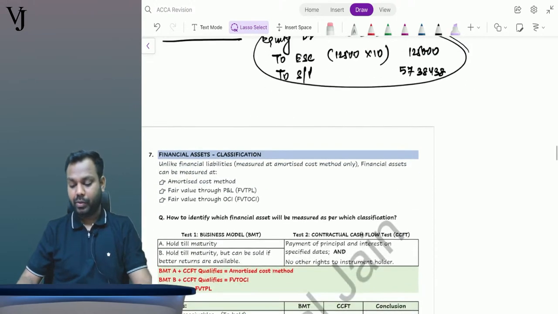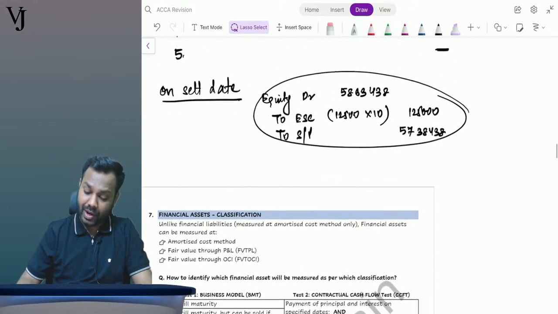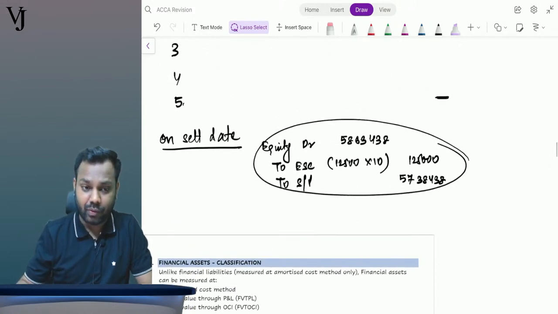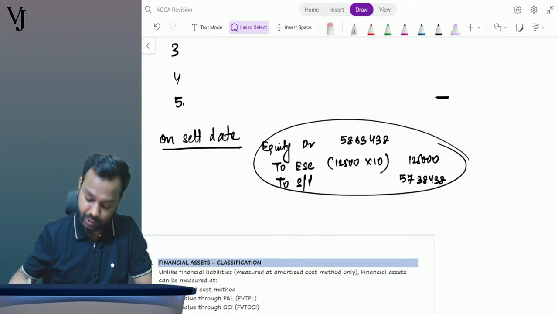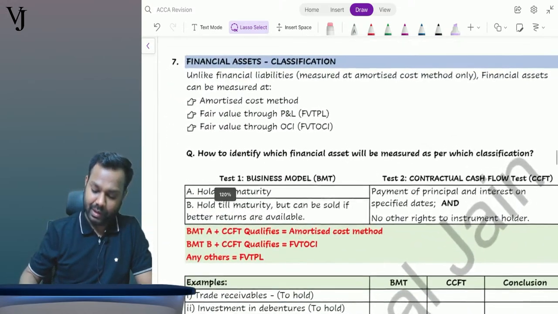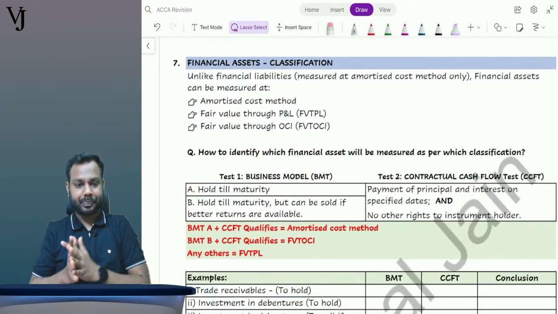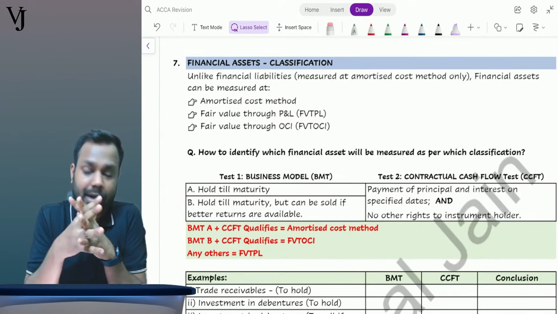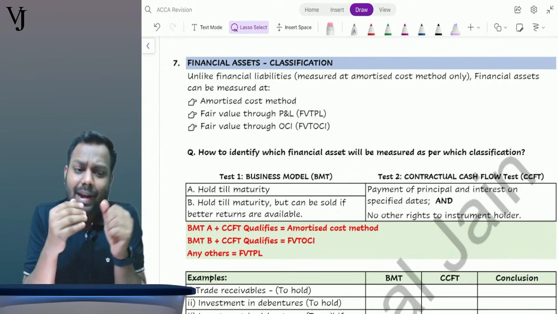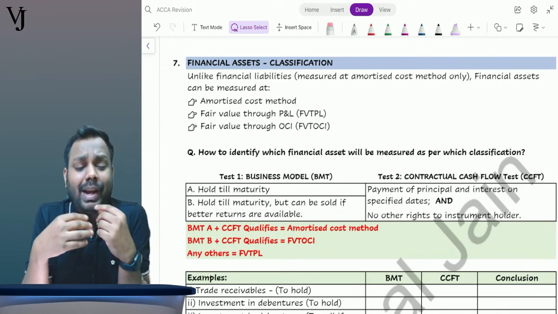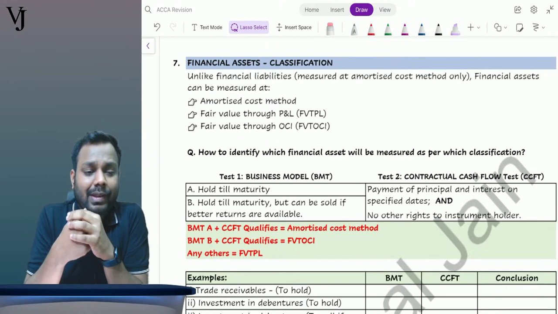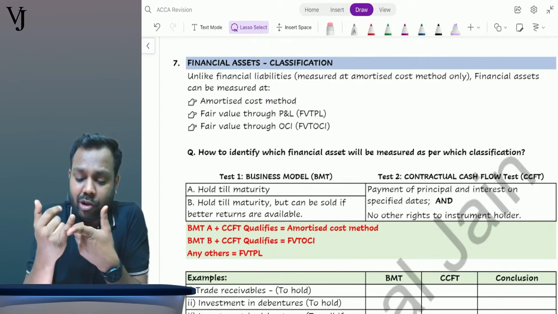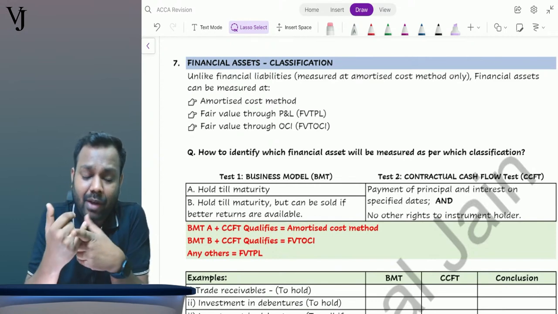Now, coming to financial assets. Before we move on to financial assets, guys, can you please confirm if everything is clear so far to everyone? Wonderful. Financial assets classification. Understand that in financial assets, unlike financial liabilities, which are measured only at amortized cost method, financial assets can be measured at amortized cost method, FVT P&L, FVT OCI. Why?